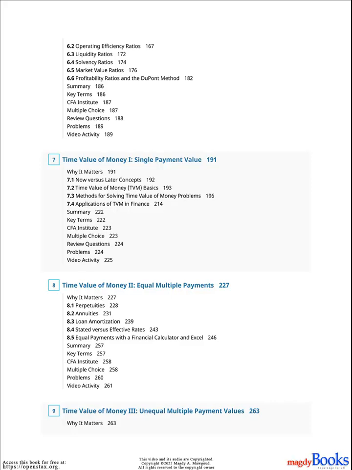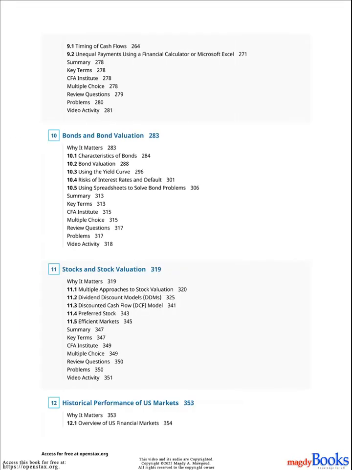8.5. Equal payments with a financial calculator and Excel. Summary. Key terms. CFA Institute. Multiple choice. Problems. Video activity. 9. Time value of money. 3. Unequal multiple payment values. Why it matters. 9.1. Timing of cash flows. 9.2. Unequal payments using a financial calculator or Microsoft Excel.